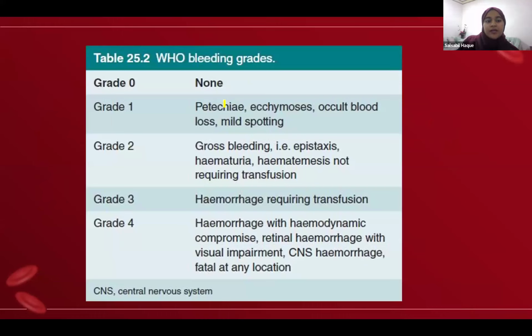Grade 0 is no bleeding. Grade 1 is when you have petechiae, ecchymosis, etc. Grade 2 is when you have gross bleeding, such as epistaxis, hematuria, the bleeding that you can see, basically. Grade 3 is if you have hemorrhage which requires transfusion. And grade 4 is if you have hemodynamic collapse or retinal hemorrhage. This is something that came previously in an exam. So retinal hemorrhage is grade 4, okay? Visual impairment, CNS hemorrhage, etc. So make sure you go over this properly.